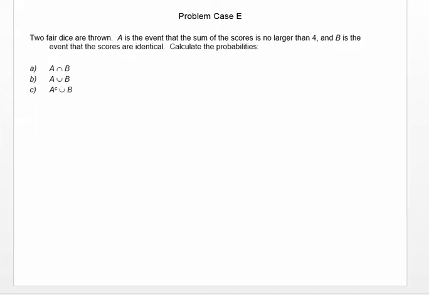In this example problem, dealing with case E, we have two fair dice being thrown. A is the event that the sum of the scores is larger than 4, and B is the event that the scores from the two different dice are identical. And we're asked to calculate the probability of A intersect B, A union B, and complement of A union B.